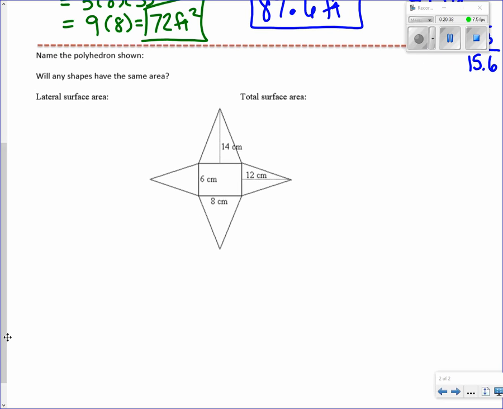Okay, so name the shape below. If you fold that up, that is going to be a rectangular pyramid. Anytime we see that the sides are triangular, we know it's going to be a pyramid. And you go by the base, and with pyramids, the base is where there's only one of, and so that would be in the middle there. So we have a rectangular pyramid.